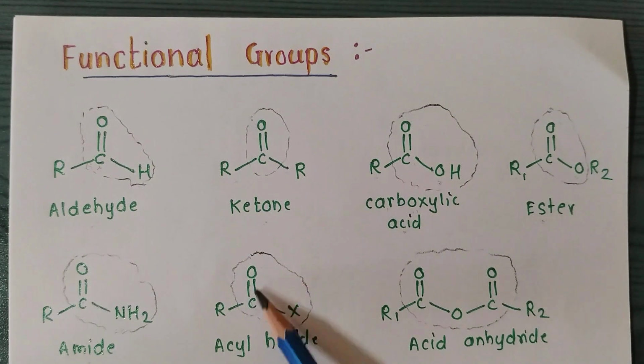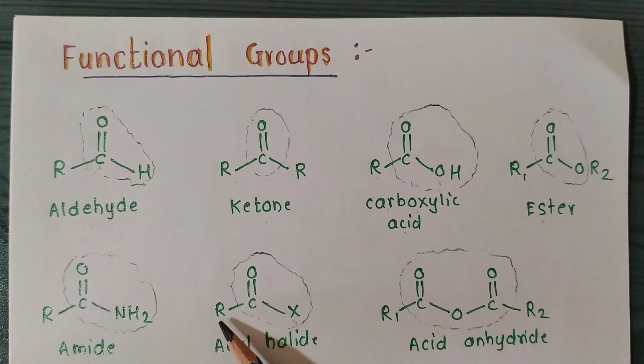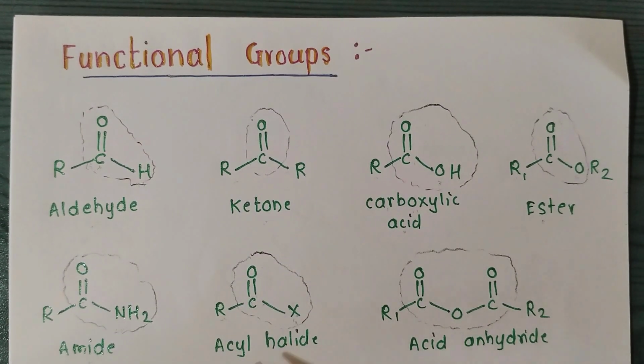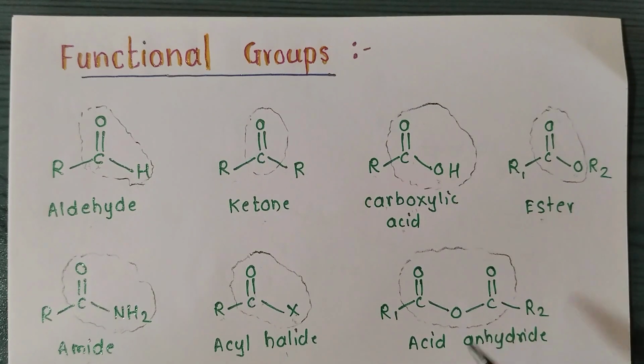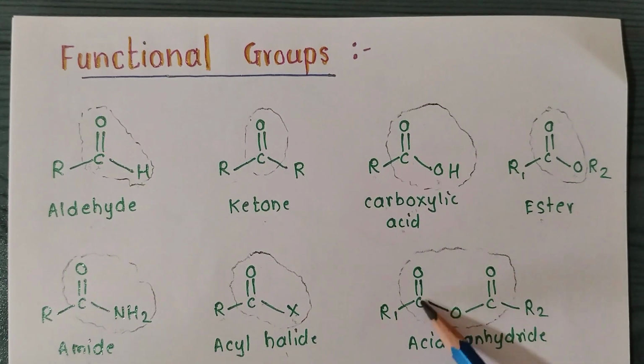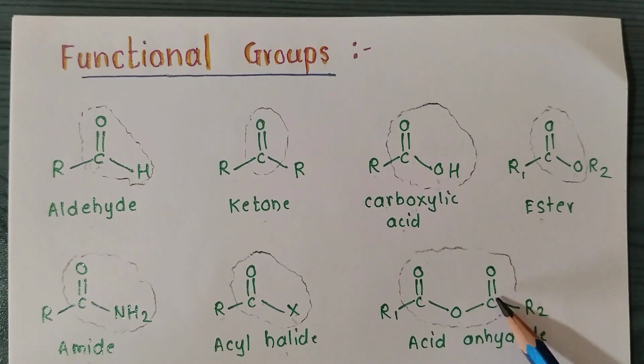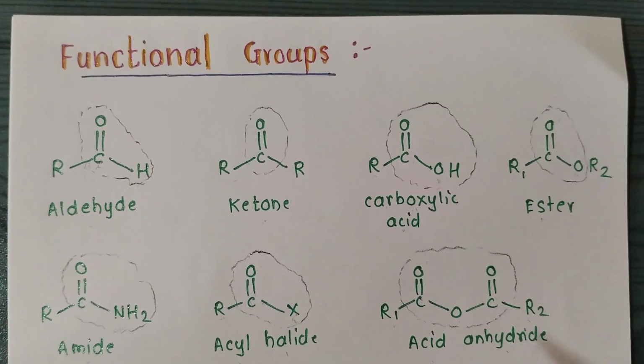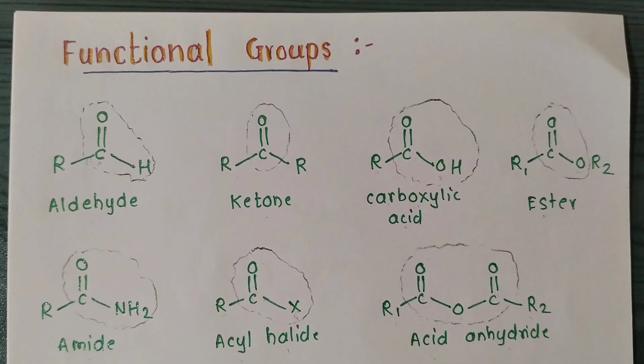Then carbonyl is attached to halogen at one side and at the another side suppose alkyl group is present, then we call it as an acyl halide. Here in this example carbonyl is attached to oxygen and oxygen is attached to another carbonyl, and at both sides suppose alkyl group is present, then we call it as an acid anhydride. So these are the different functional groups of carbonyl.